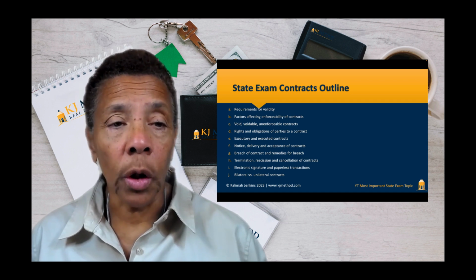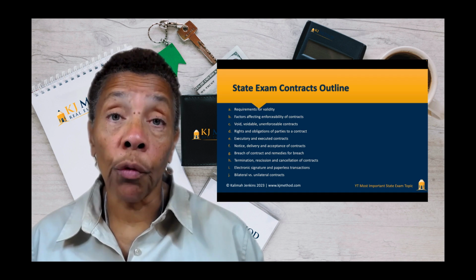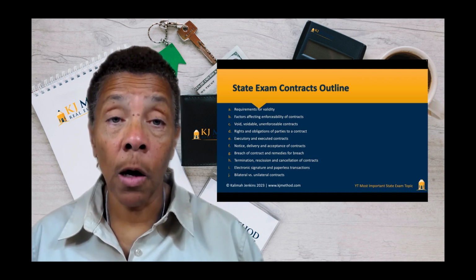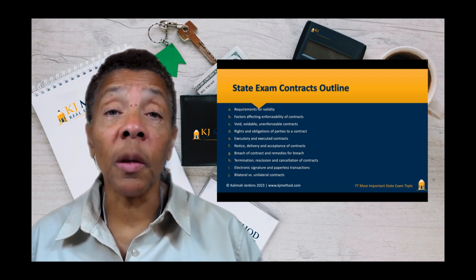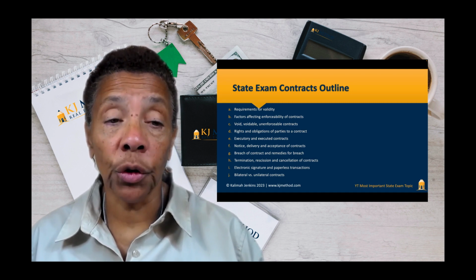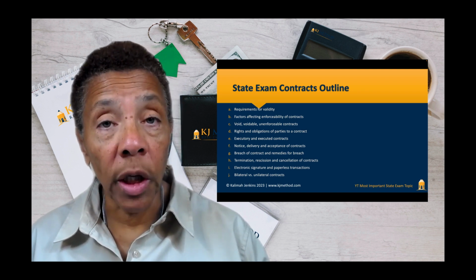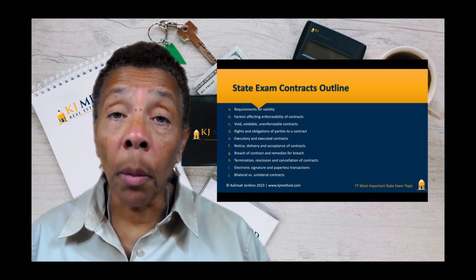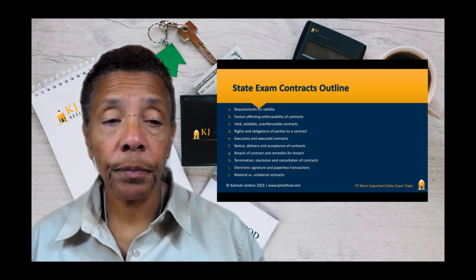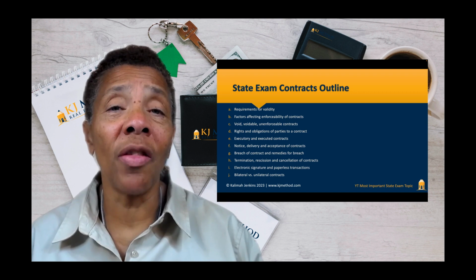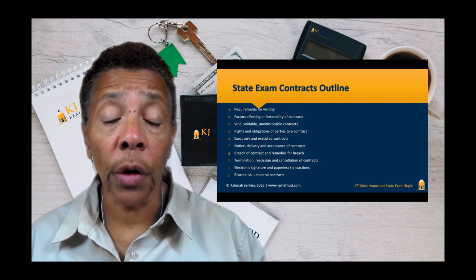So let's get started. When we talk about contracts, we are looking at, do you know what the requirements are for validity of a contract? Do you know what things affect the enforceability of contracts? What is a valid contract? What is a void contract? What is a voidable contract? What is an enforceable contract? What are the rights and the obligations to the parties of a contract?